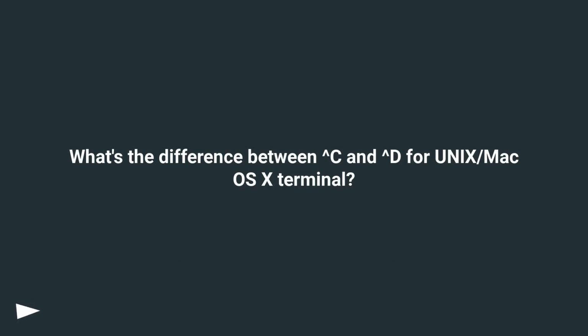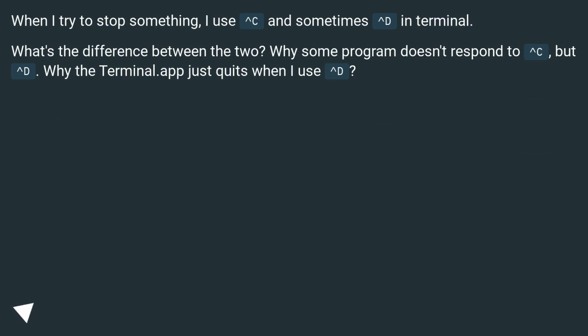What's the difference between Ctrl+C and Ctrl+D for Unix/Mac OS X terminal? When I try to stop something, I use Ctrl+C and sometimes Ctrl+D in terminal. What's the difference between the two? Why does some program not respond to Ctrl+C, but respond to Ctrl+D? Why does the terminal.app just quit when I use Ctrl+D?